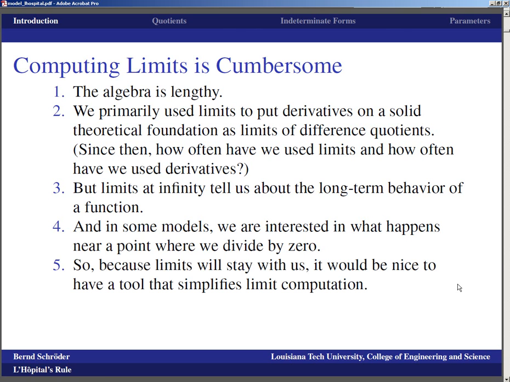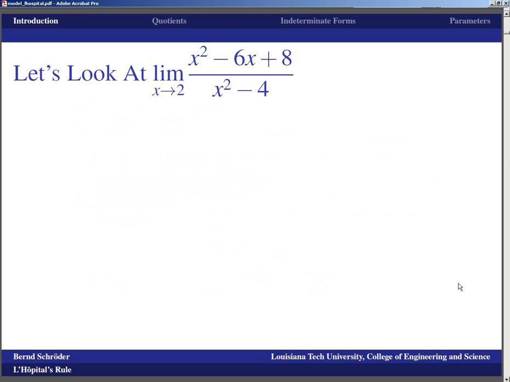So limits will stay with us. They're not as central to calculus as derivatives and integrals. They're the foundation for both, but once we've got derivatives and integrals, we work with those. But they will stay with us in some capacity, and so it would be nice to have a tool that simplifies the limit computation. Okay, let's take a look at an example.